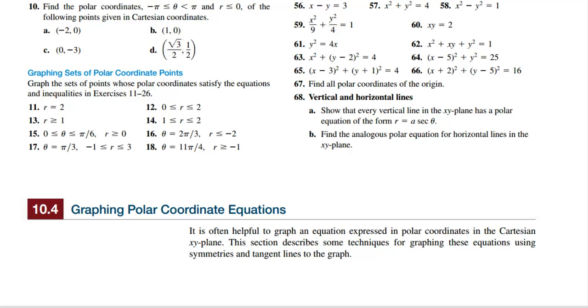All right, Calculus 2, let's get into graphing polar coordinate equations and take this concept just a little bit further, right? It's often helpful to graph an equation expressed in polar coordinates in the Cartesian XY plane. And that's what we'll be talking about here. Techniques using symmetries and tangent lines to the graph will help us do that.